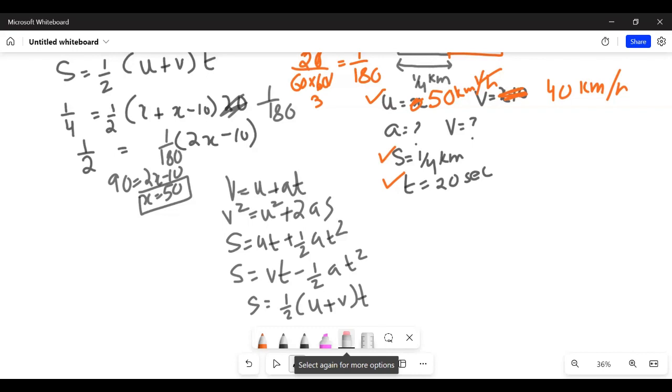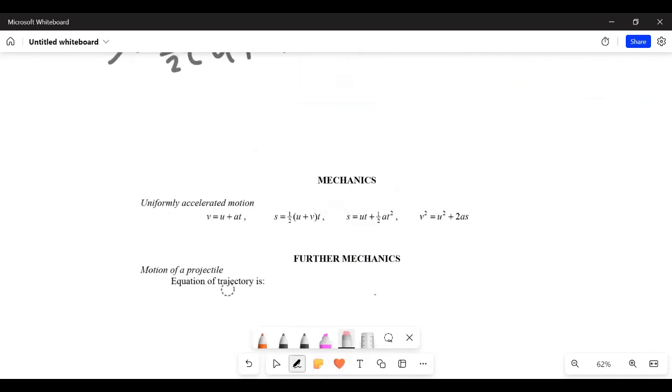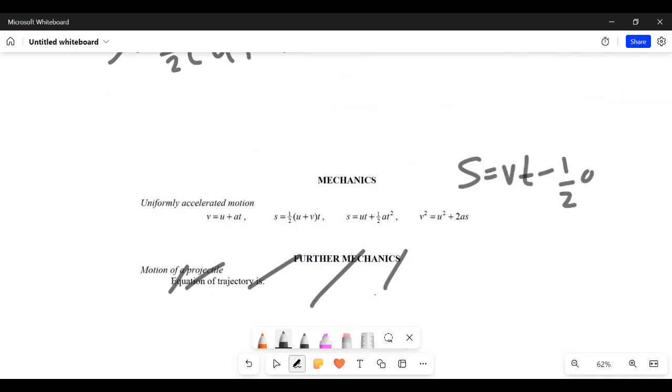And these are the only formulas mentioned in the mechanics part. No other formula is mentioned. Let me just cut paste it for you guys as well. So mechanics part just has this. That's it. Just 4 out of the 5 equations of motion. Then there's further mechanics, which of course we don't study. So S equals VT minus half AT square is missing.